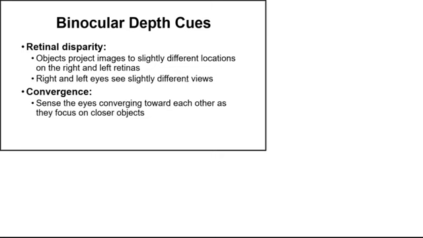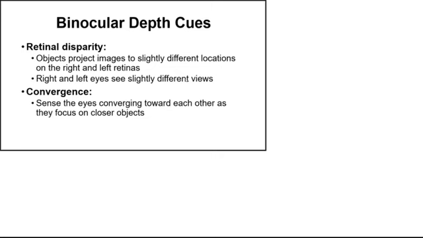So there's disparity, or not matching, between the image that's being projected on the retina of each of your eyes. And so our brain will take these slightly different views, these slightly different perspectives, and figure out how different are they. The more different they are, the closer the object is to you. The less different, the further away it is.